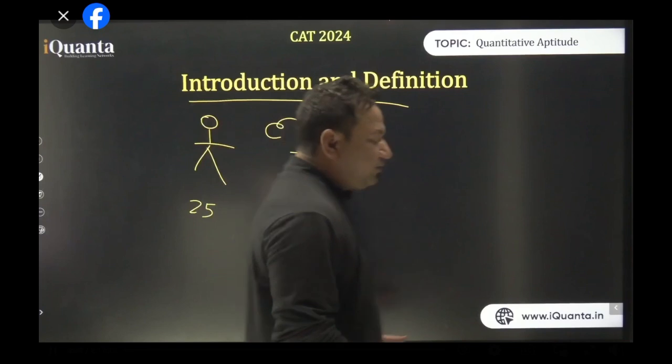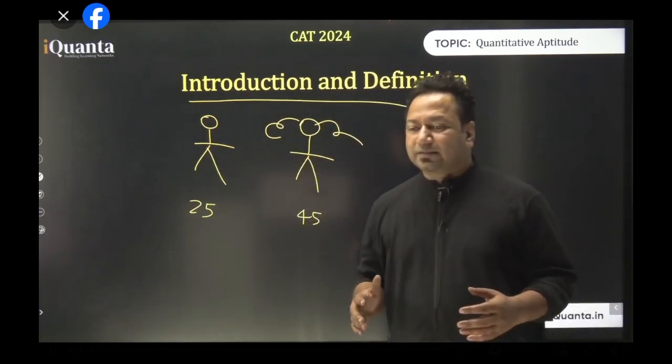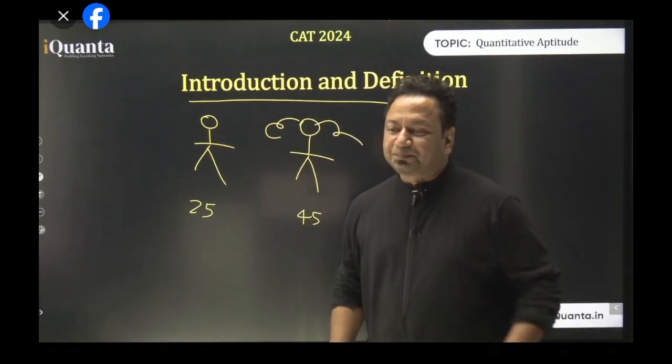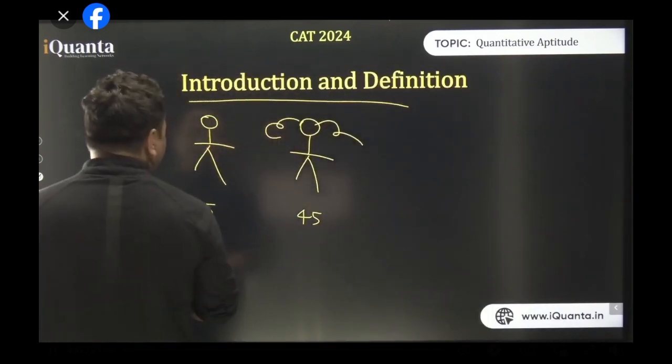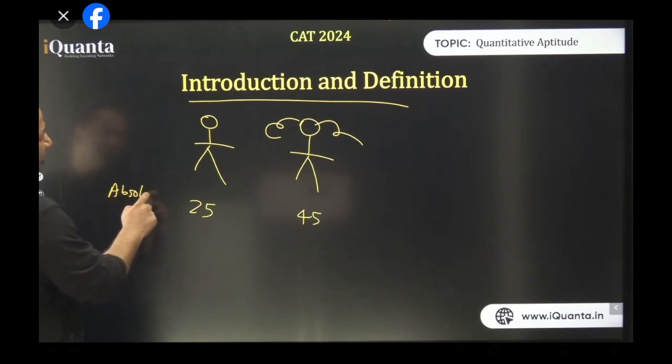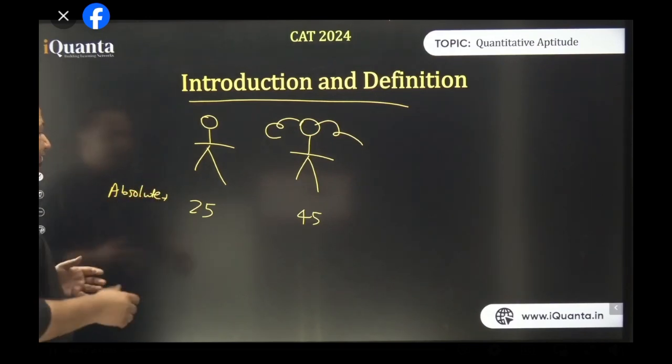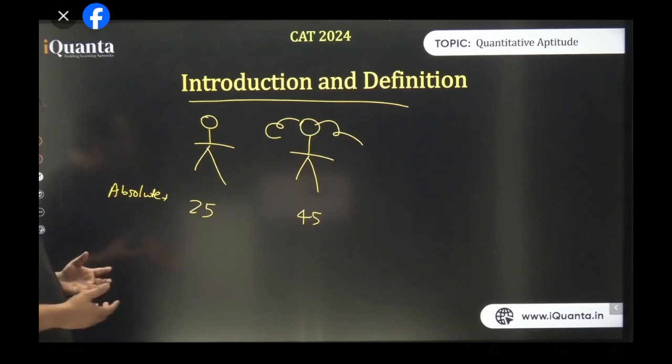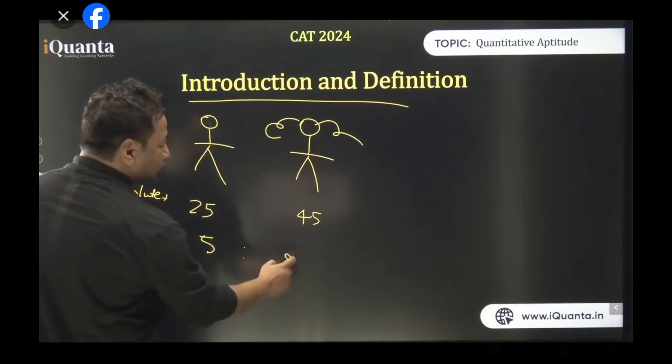Okay, the two people, the guy has 25 chocolates, the girl has 45 chocolates. So, what does it mean? There are various ways to interpret this information. The first is that the absolute value that they have is 25 and 45. We can also say the ratio of the chocolates that they have is 5:9. So, how did we get there?